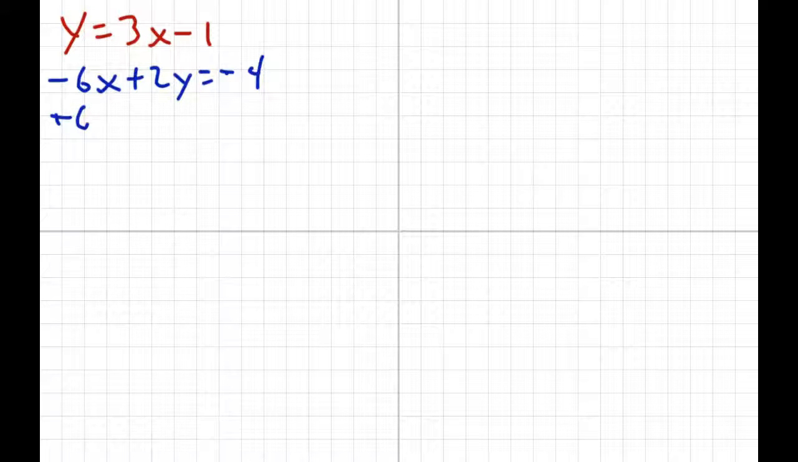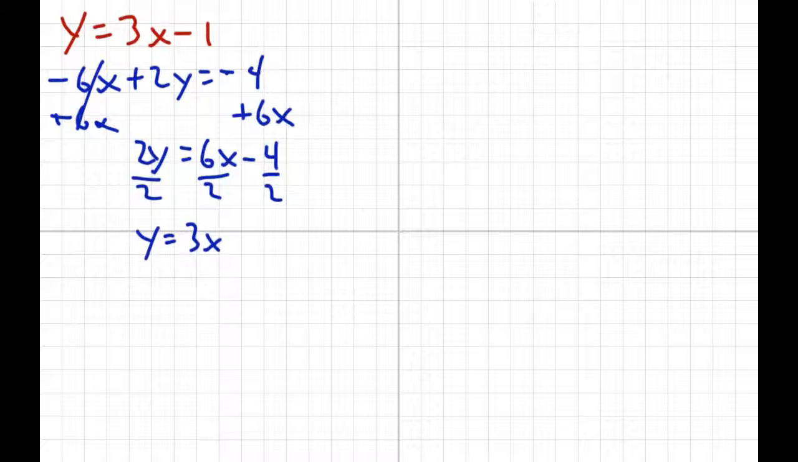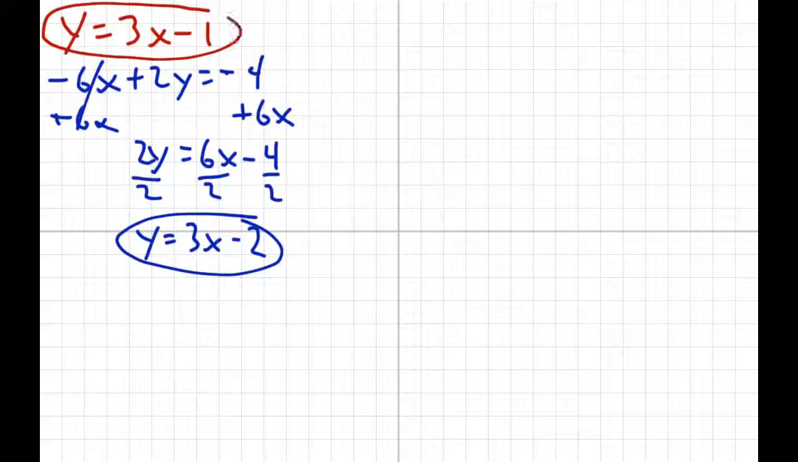So I'm going to add 6x to both sides. That cancels. 2y equals 6x minus 4. Divide everything by 2. Y equals 3x minus 2. Alright, so I'll be using this equation and this equation.